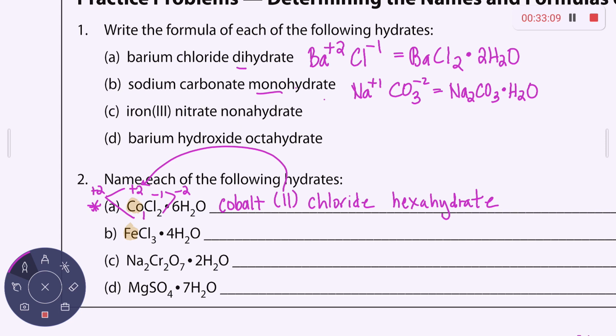Okay. If you're doing C, we don't have to calculate the charge on sodium because it has an assigned charge. That's sodium. Cr2O7 is on the bottom left of your periodic table. That's dichromate. And then you've got 2 waters attached. So this is dihydrate. Okay.